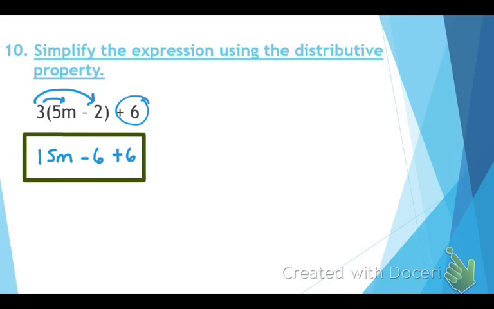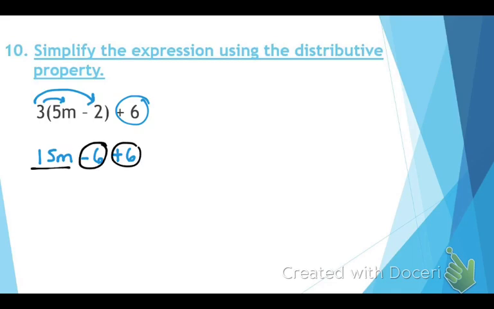This is what a lot of people did, and they thought they were finished. Why are they not finished? Because there's a negative 6 and a positive 6. You still need to combine the like terms. That's a variable term. These are constants. What happens to the plus 6 minus 6? They cancel each other out, so my final answer is 15m.